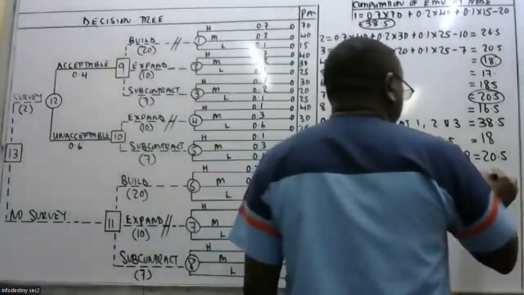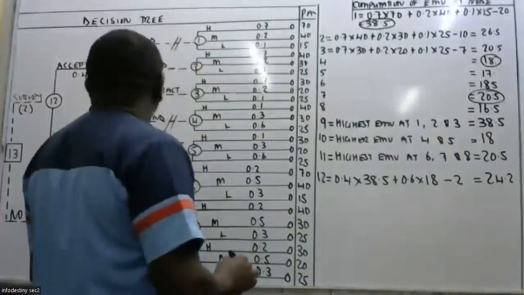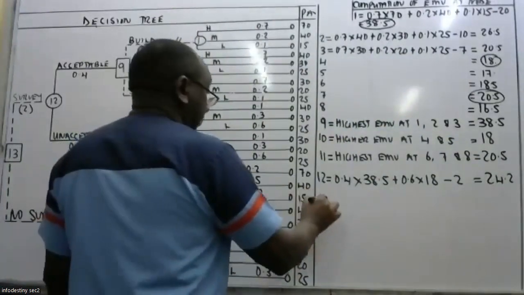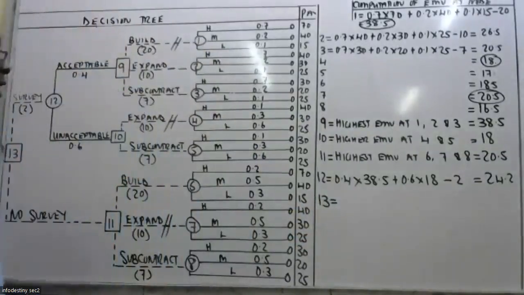24.2. With that, we now proceed to number 13. In number 13, you can see the lines going out again are incomplete. This is a matter of selection.